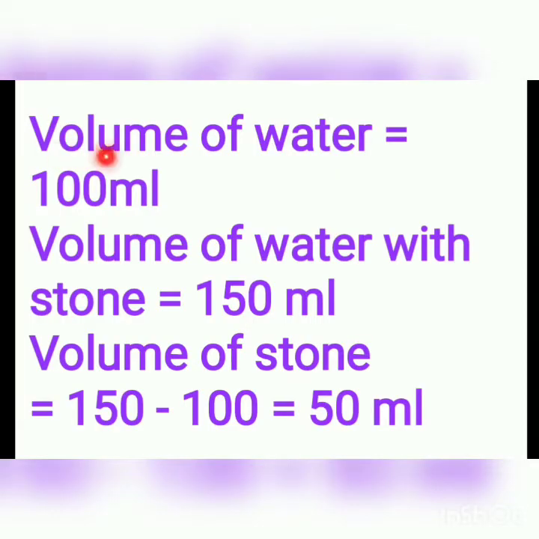That is, first we mark the volume of water as 100 ml. Now we took the volume of water with the stone, and we got 150 ml. So the volume of the stone alone will be 150 minus 100, that is 50 ml.